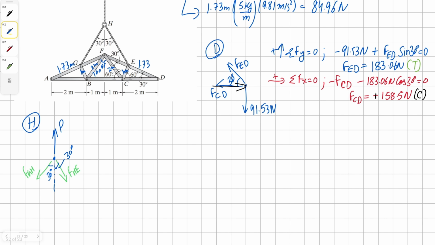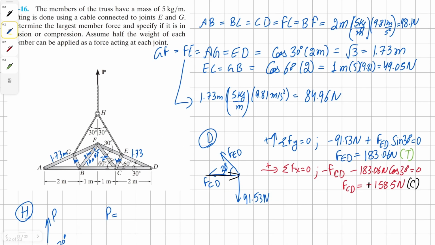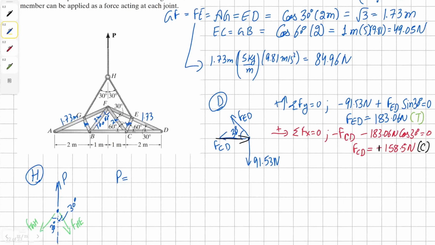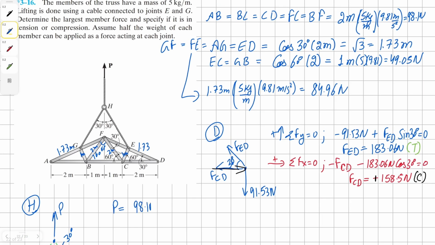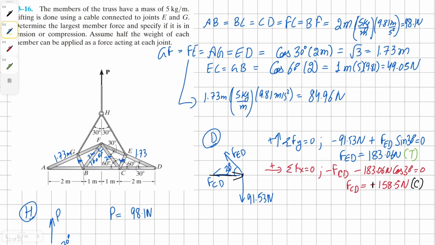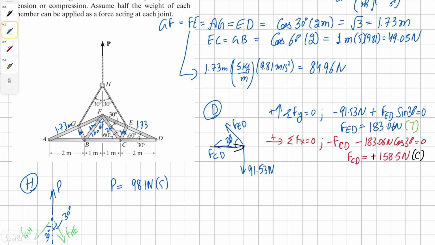To solve this, we can find our total force, which is P, because we have already found the total weight of all the members. So this is simply going to be 98.1 Newton times all our members. So it's going to be 1, 2, 3, 4, 5 members, so times 5, and then 84.97 Newton. And we have 4 members here, and then 49.05 Newton, and we have a total of 2 members with this weight.